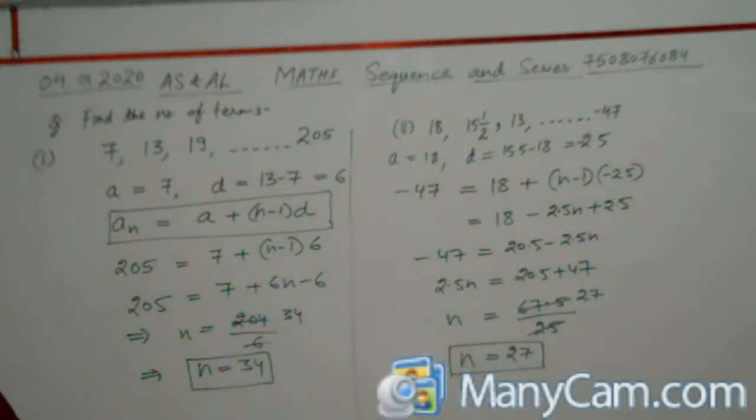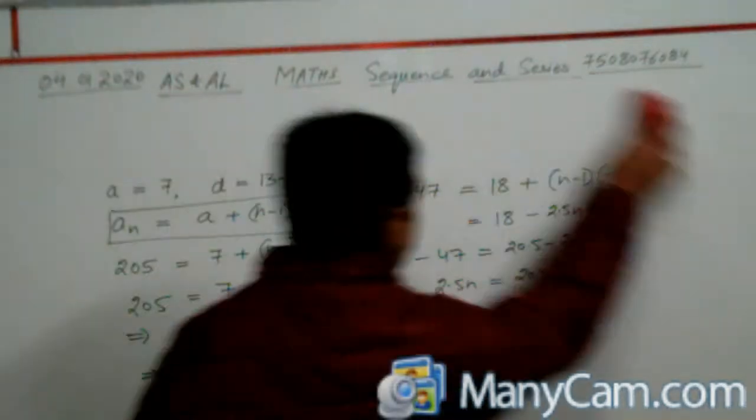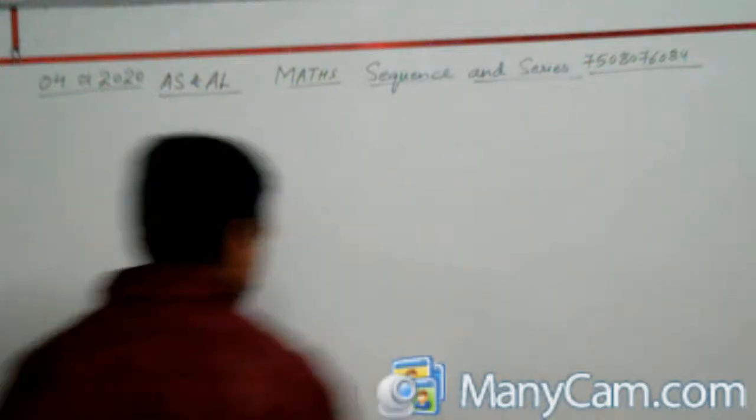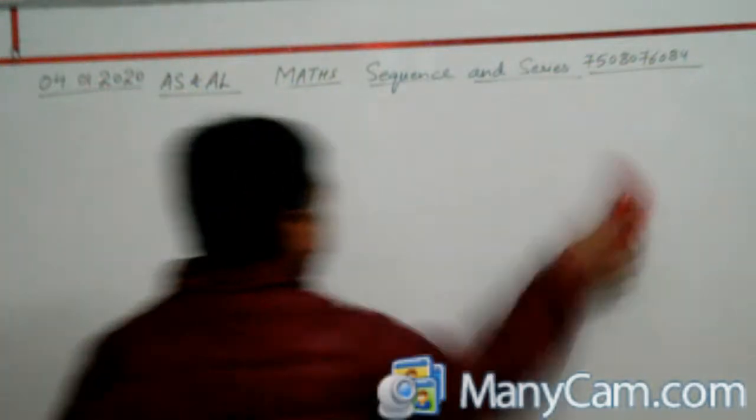Find the 31st term of the AP whose 11th term is 38 and 16th term is 73. Right? Question is a very simple question. You can find out with the help of elimination.